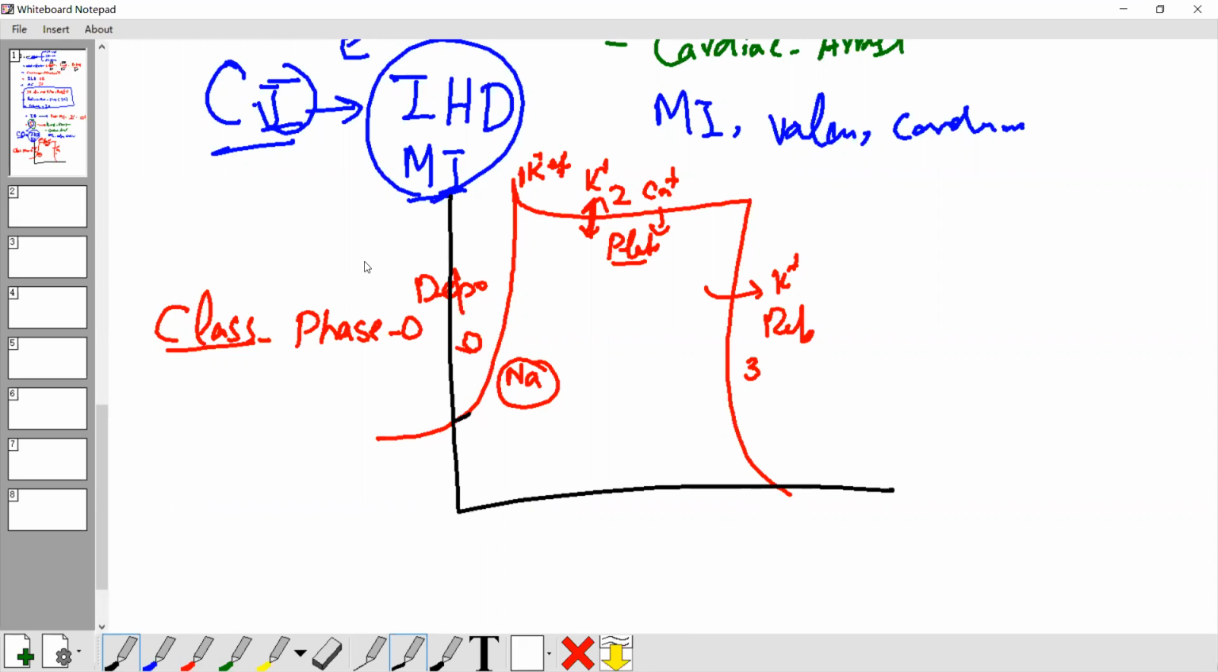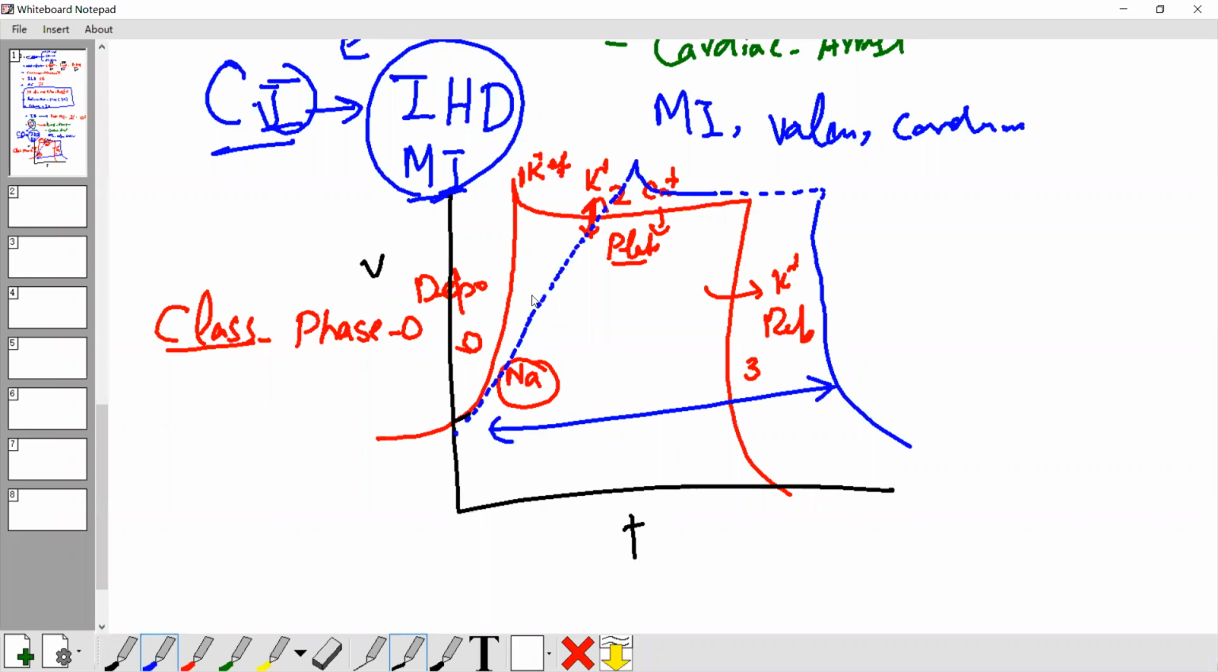So if you're using a sodium blocker, what happens with your action potential? The action potential goes up very slowly. You can see how much time is taken. It's now a bigger time, because you block the sodium channel here.